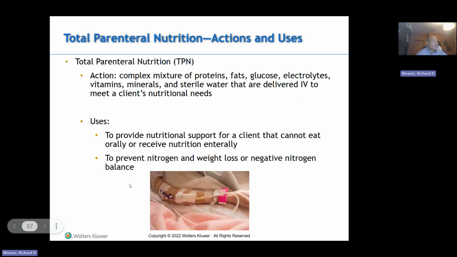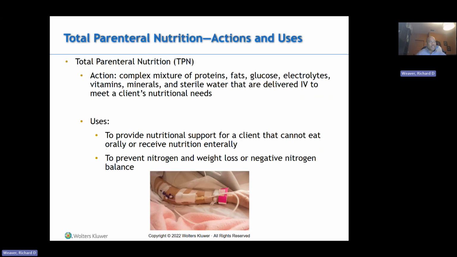All right. Now, total parenteral nutrition in terms of actions and uses. This is a complex mixture of proteins, fats, glucose, electrolytes, vitamins, minerals, sterile water that are delivered IV to meet a client's nutritional needs. This is like the steak and potatoes, if you will, of nutrition that the patients need. This is the food that they're going to be on for a certain period of time until whatever the reason is, they cannot use the enteral or the GI route of feeding them, then we have to feed them this route instead.